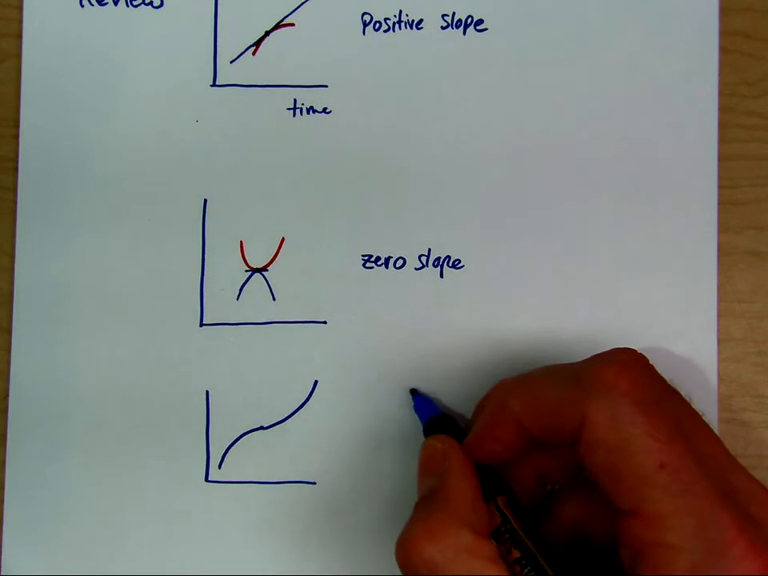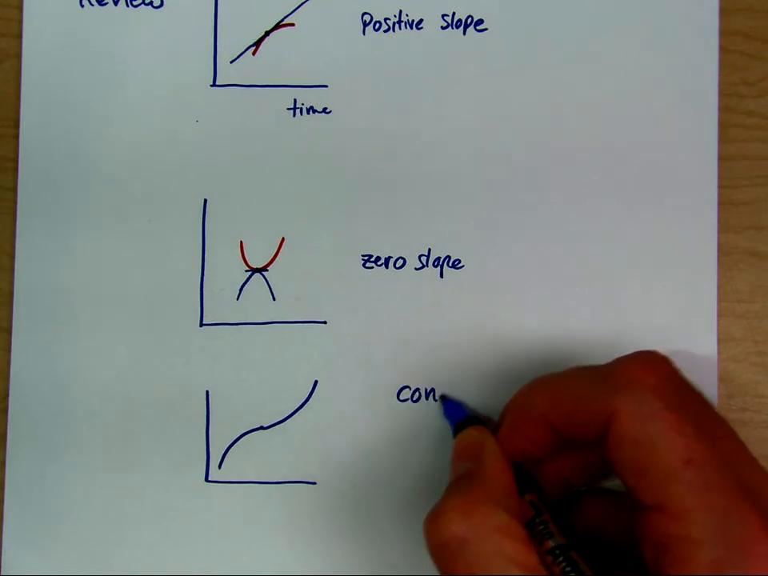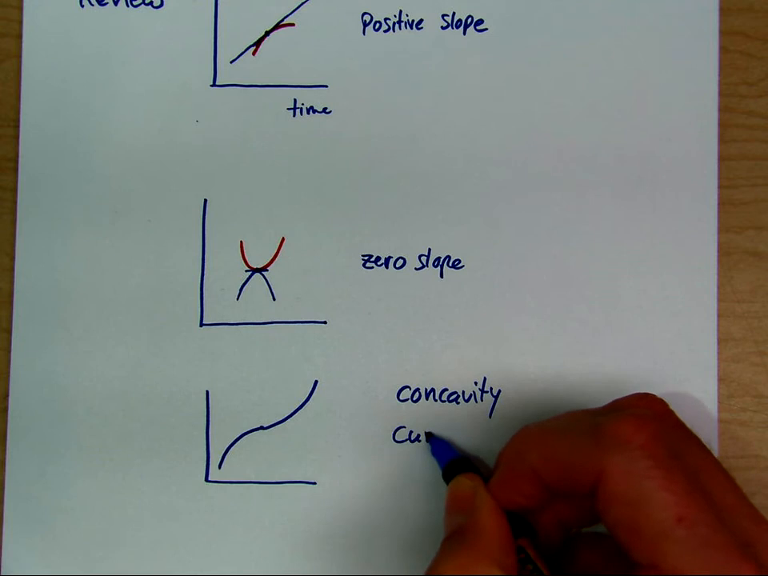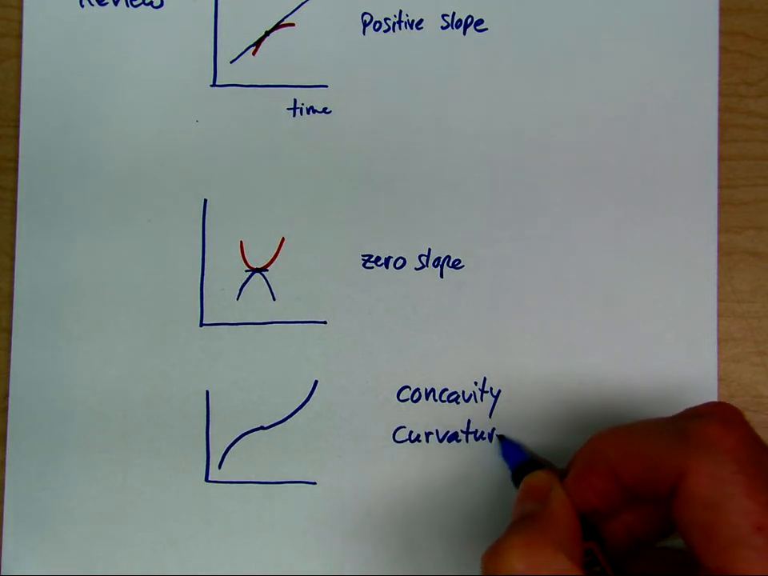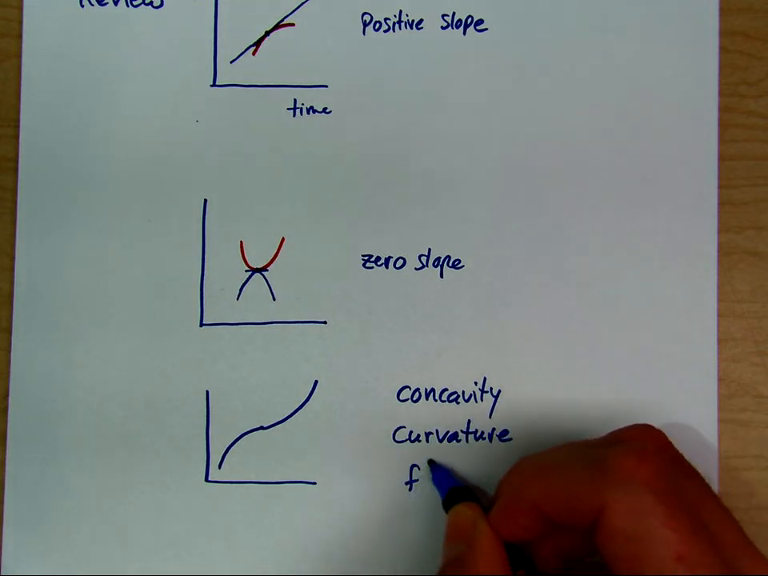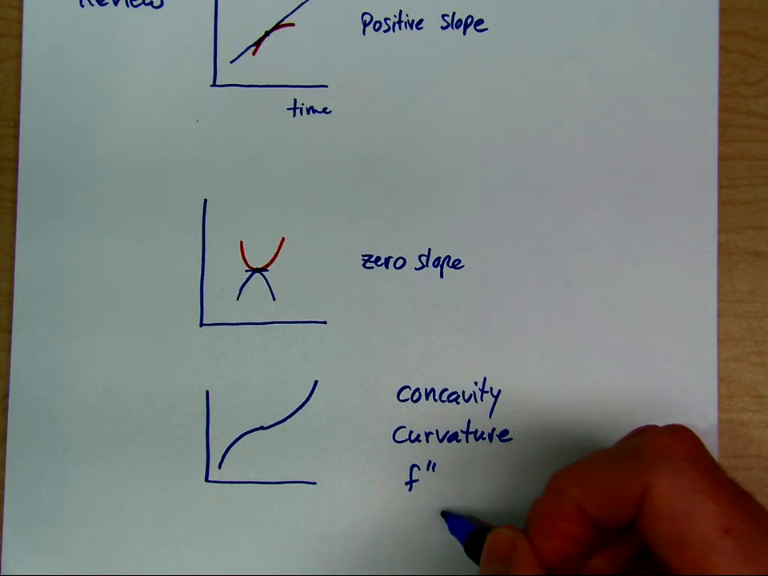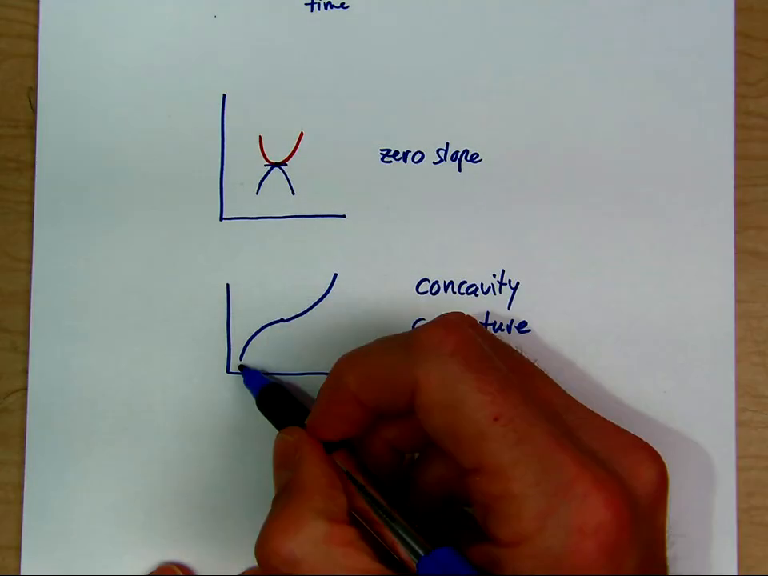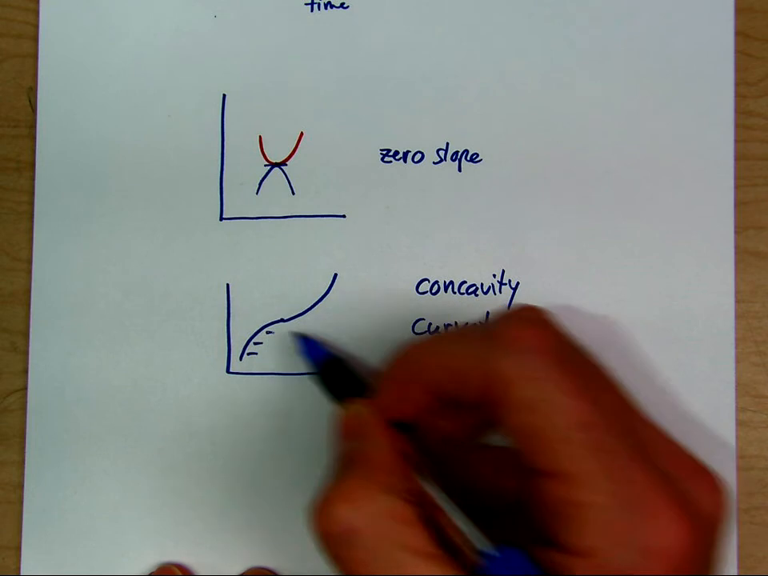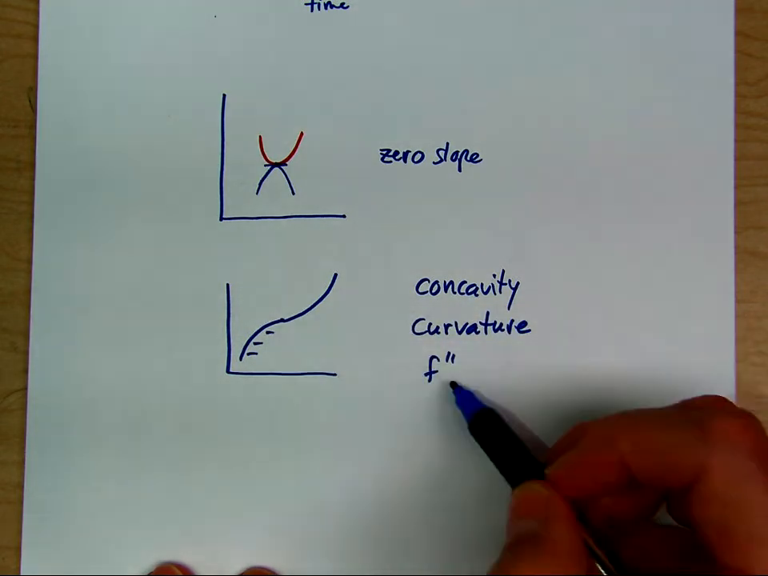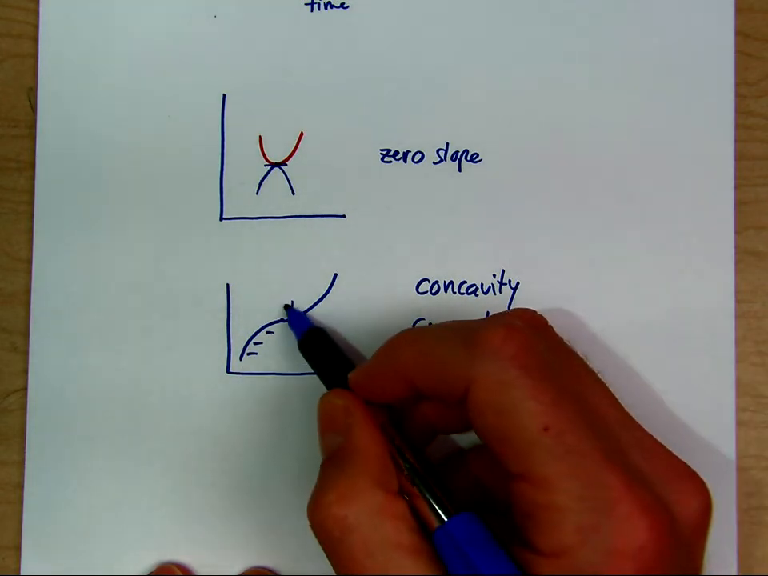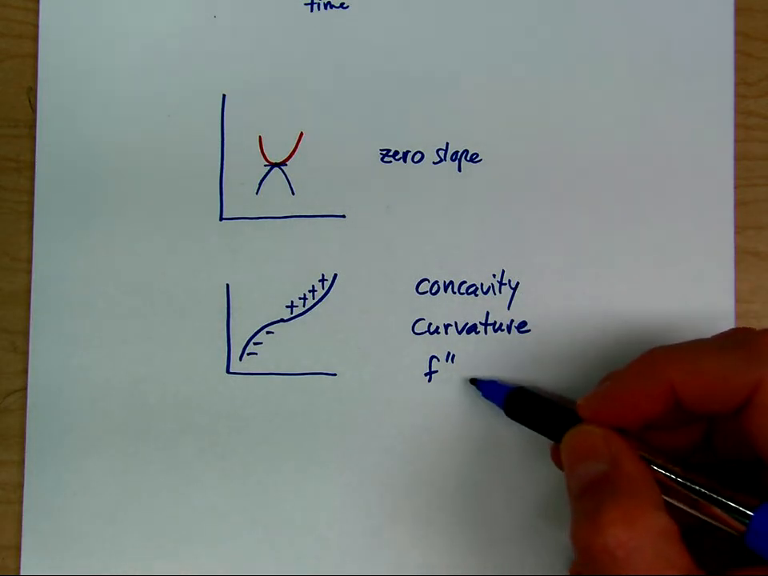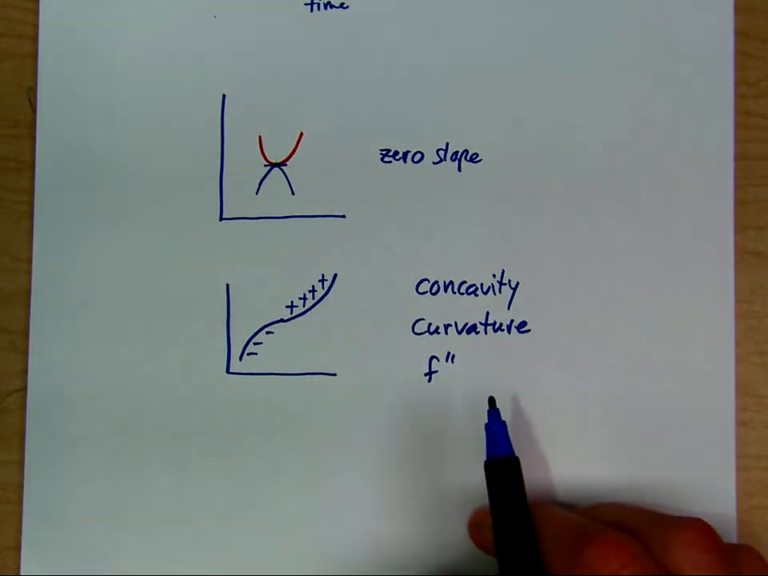So we have concavity, we have curvature, and the second derivative. These are all the same, and in this example we have negative curvature, negative concavity, and the second derivative is negative. Over here we have positive concavity, curvature, and the second derivative is positive.